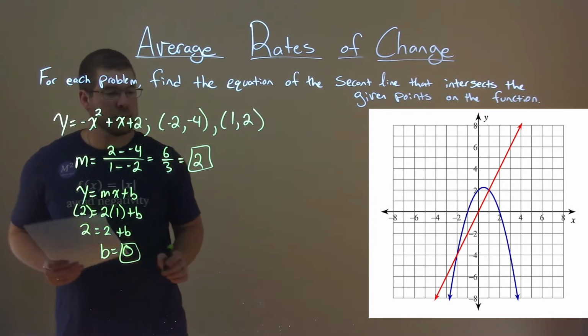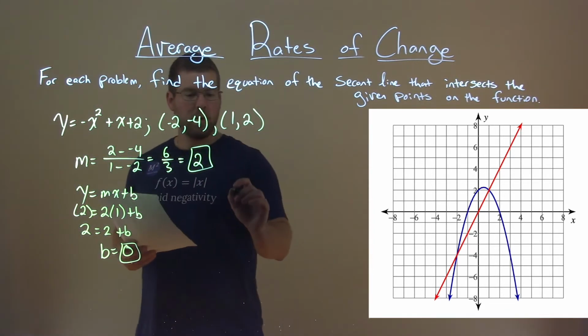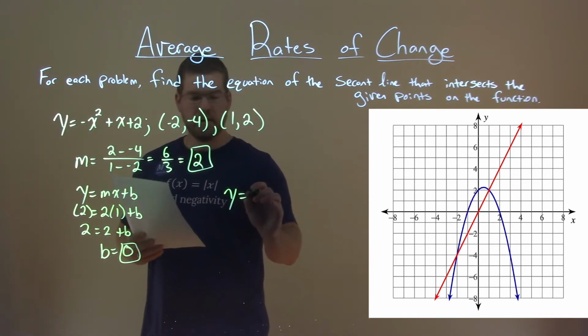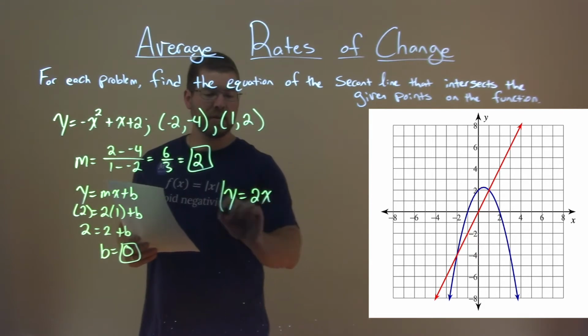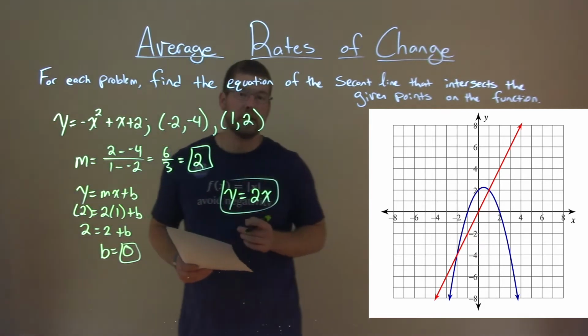So if b equals 0 and m equals 2, our equation of our line here, the secant line, is y equals 2x, and that is our final answer.